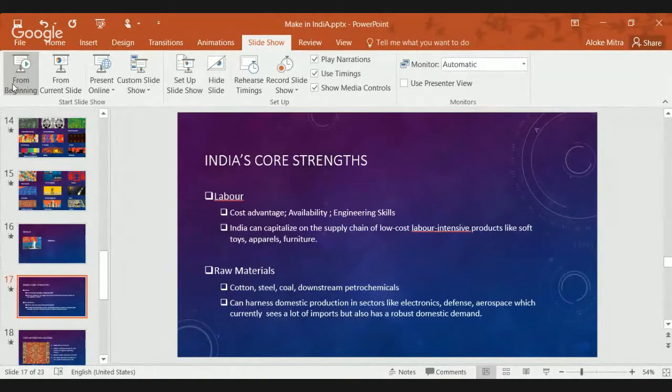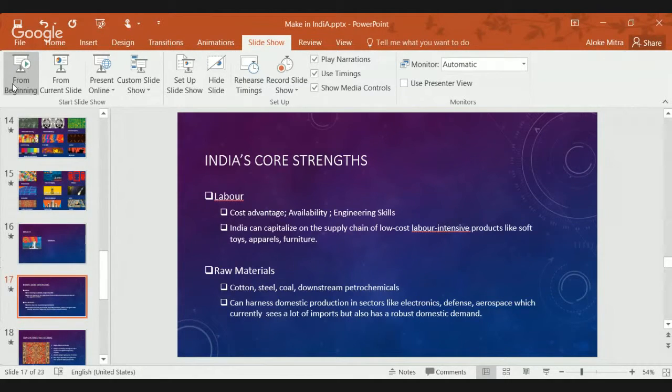Now, in those industries that can harness domestic production in sectors like electronics, defense, aerospace, these industries see a lot of imports but also have a lot of domestic demand. So this is the right time for India to get into more production in electronics, defense, aerospace industries.